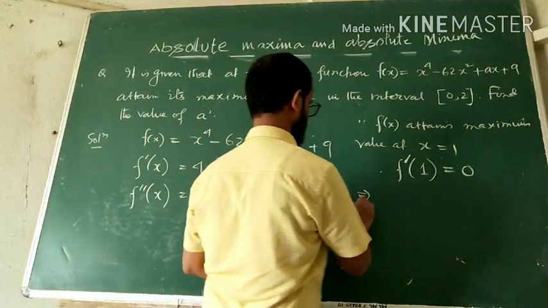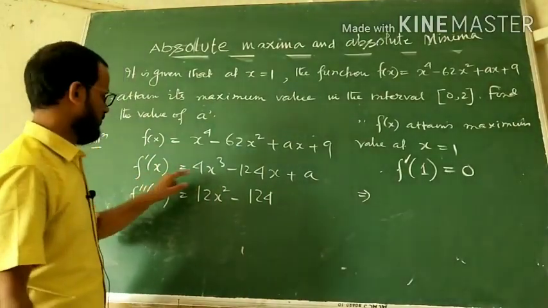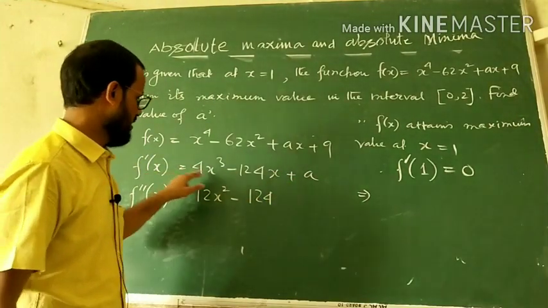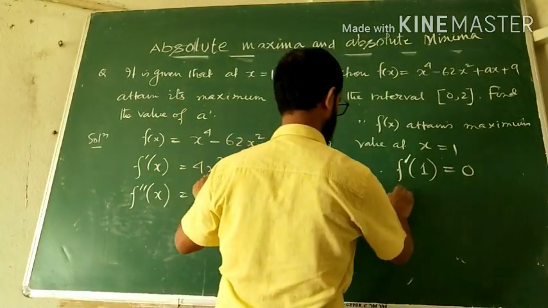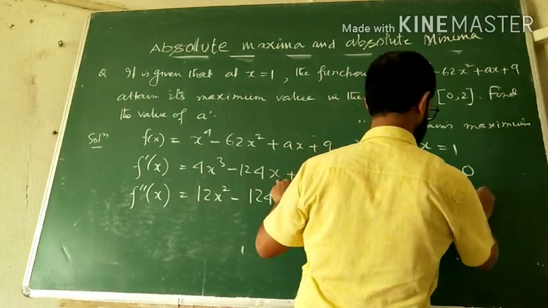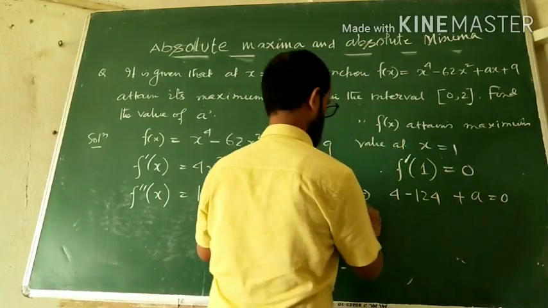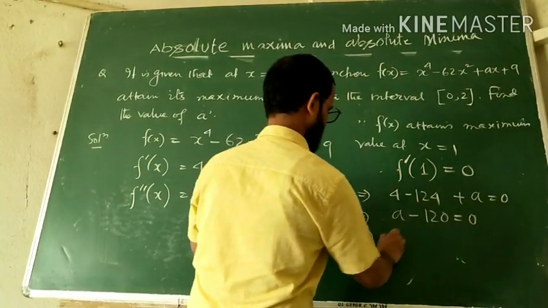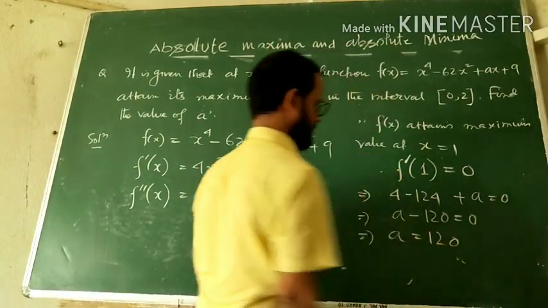So what is your f dash x? F dash x equal to 4x cube minus 124x plus a. So f dash 1, put the value of 1: 4 minus 124 plus a equal to 0. So implies a minus 120 equal to 0, implies a equal to what, 120.